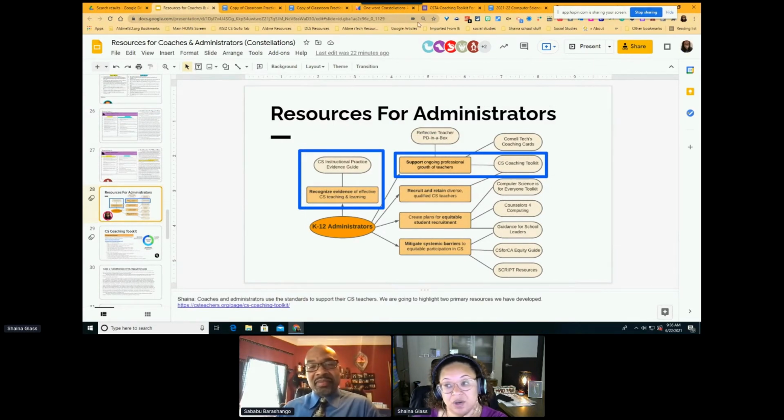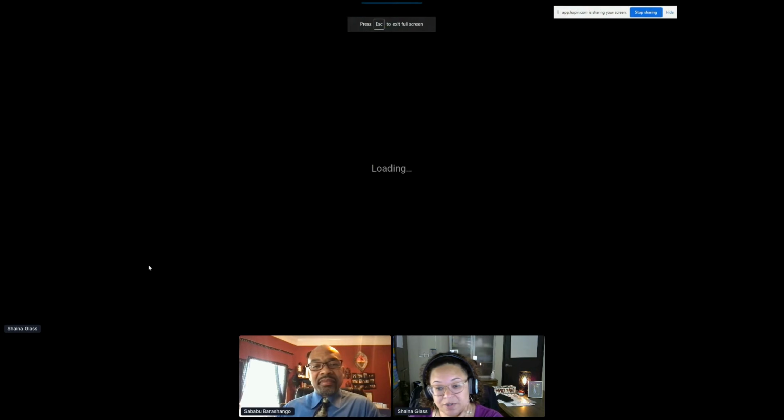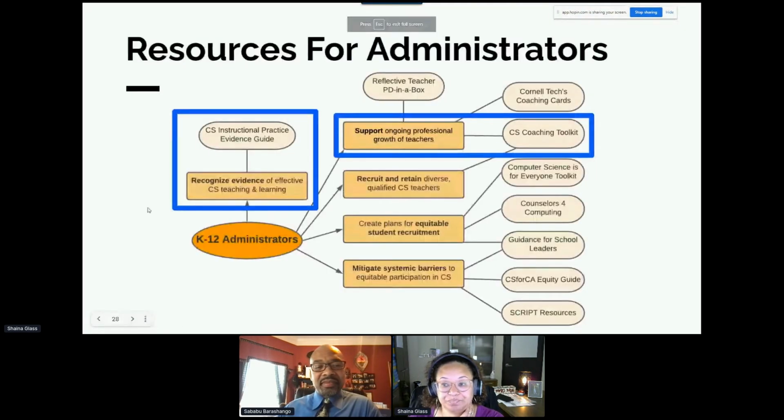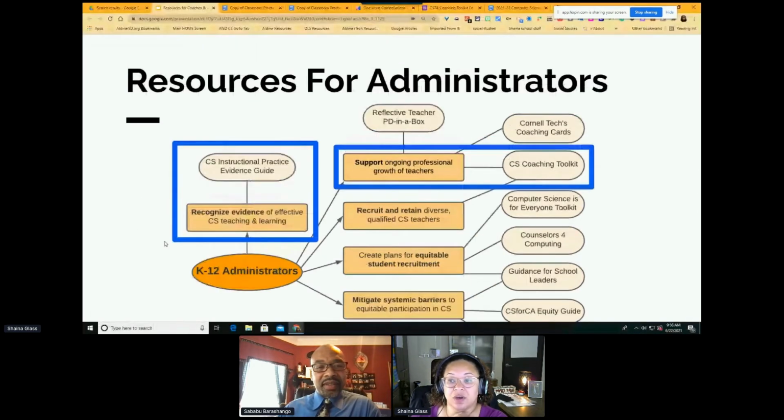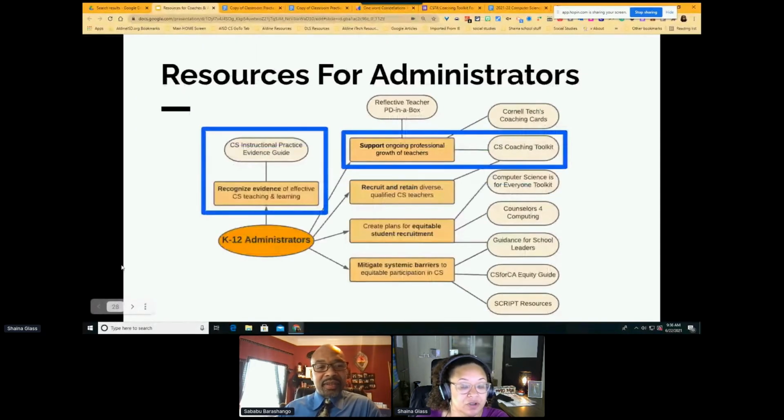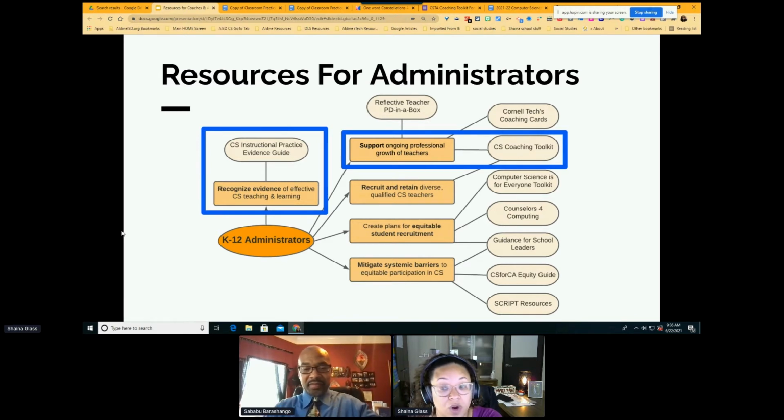Okay, so I'm gonna put it back in presentation mode. So from here, you're using the look for tools. From here, now it is time to support the teacher based off what you observe, which is where you would use the CS Coaching Toolkit. And this is kind of where me and Sababu and the rest of the team, this is where our work really came in, where we were developing the CS Coaching Toolkit.